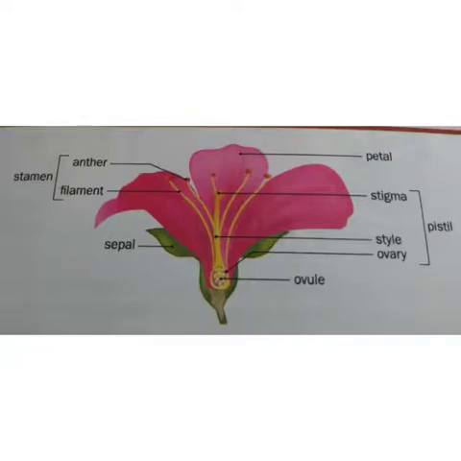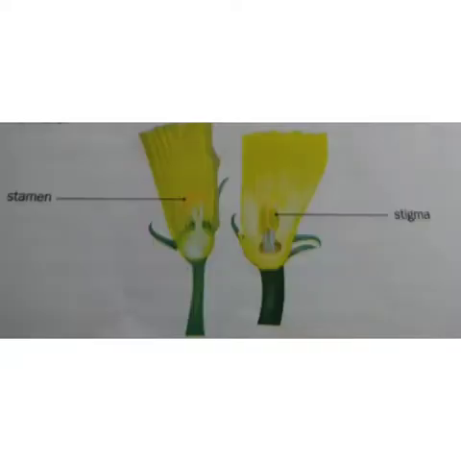Now we will read monosexual flowers. This is a photo of monosexual flowers. These flowers contain either male reproductive parts, stamen, or the female reproductive part, pistil, of the plant. They are also called incomplete flowers. Flowers of watermelon, pumpkin, cucumber, and papaya are some examples of monosexual flowers.